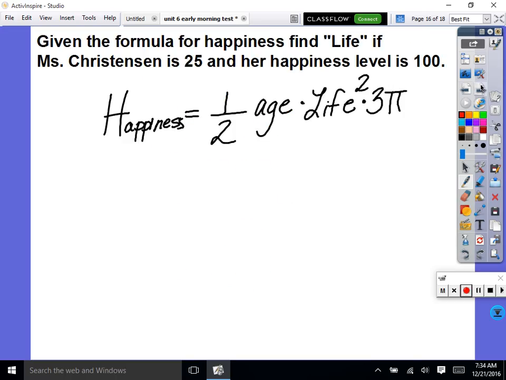Okay, next thing is, given a formula for happiness, I'm just trying to prove a point here. If I give you any formula and give you everything to know except for one thing, can't you solve for that one thing using algebra? So everybody look. This is the equation for happiness.